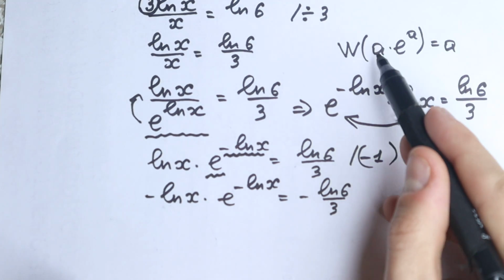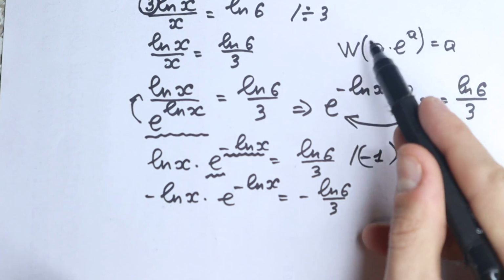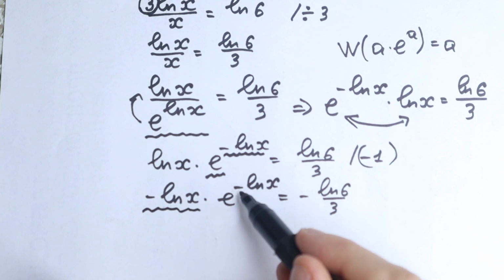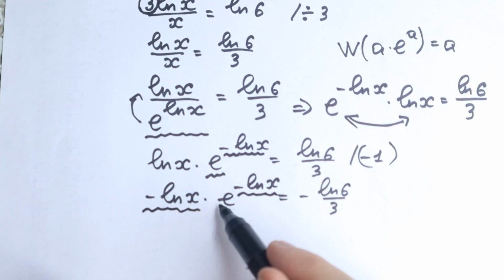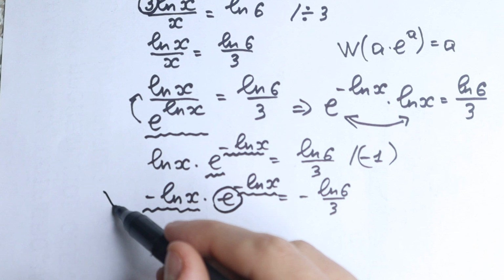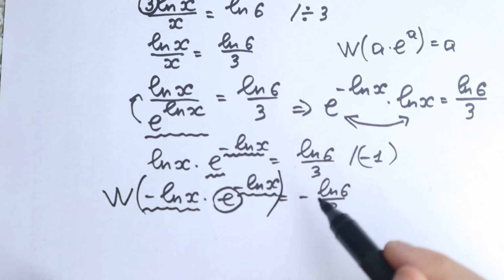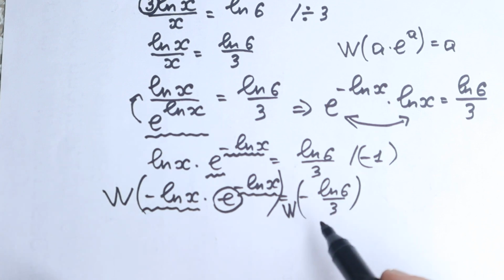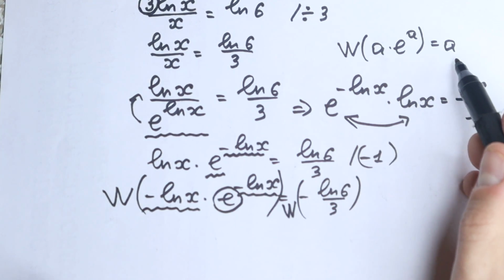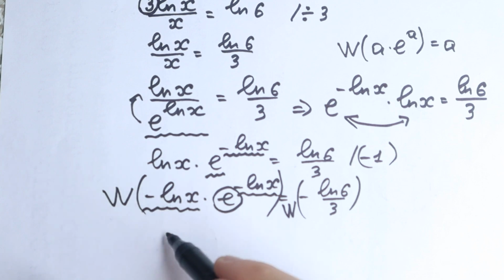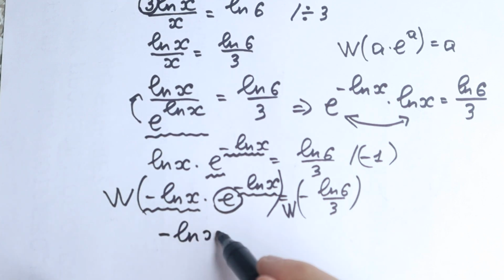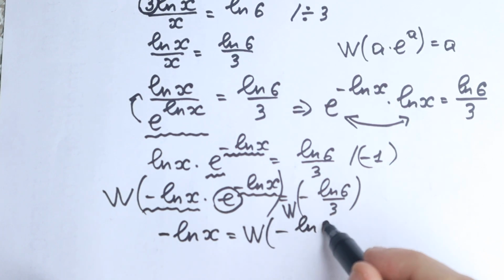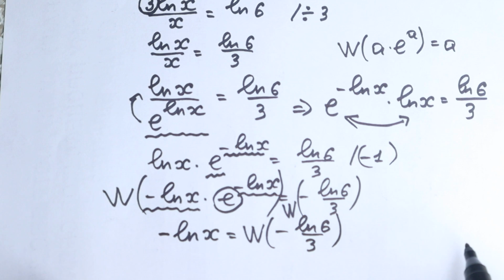So we have a times e to the power a in the Lambert W function rule. If we look right here, we have the same expression, which is our a, and the same e we have, yeah? So we can easily apply the Lambert W function without any problems. If we apply the Lambert W function from both sides, from left and from right, we have only our a, but a in our case is equal to minus natural log x, so minus natural log x equal to the Lambert W function of this expression, minus natural log 6 over 3.